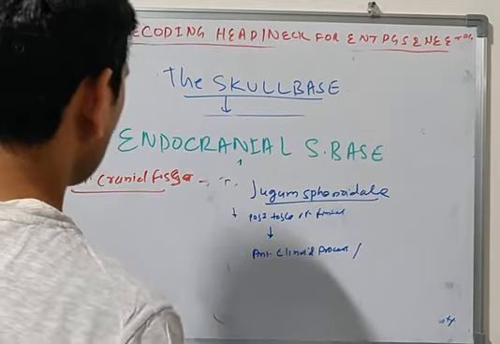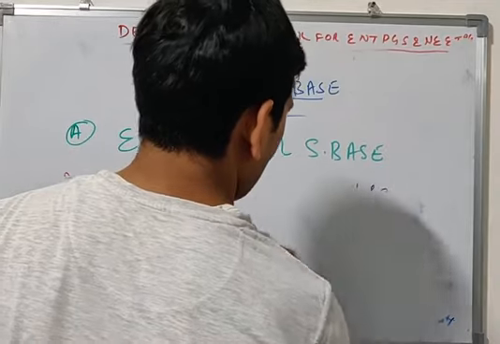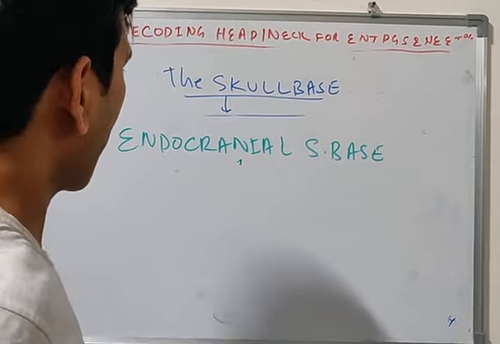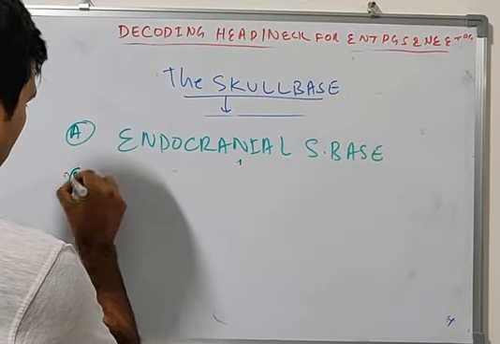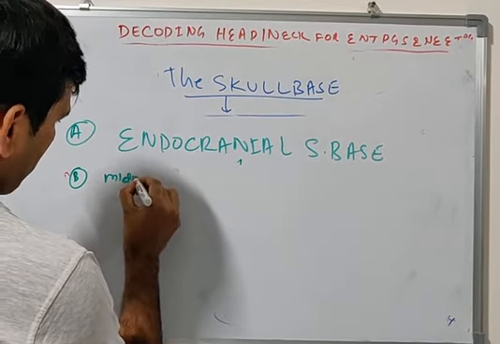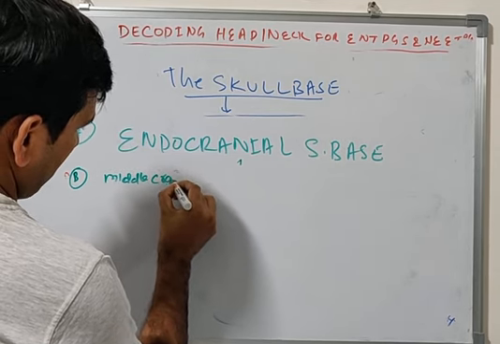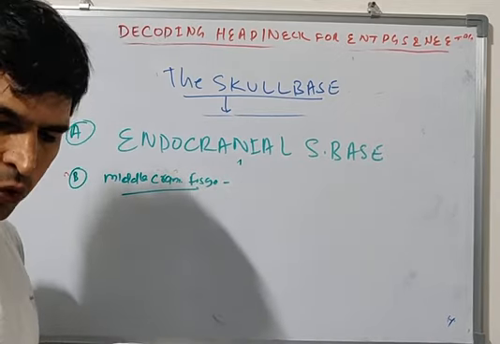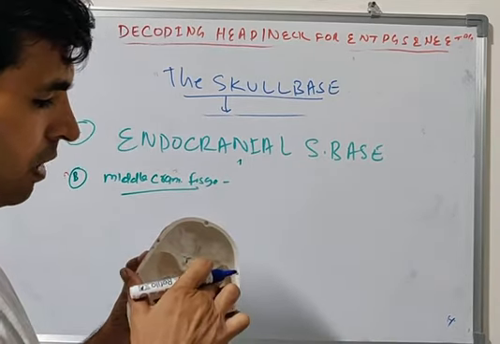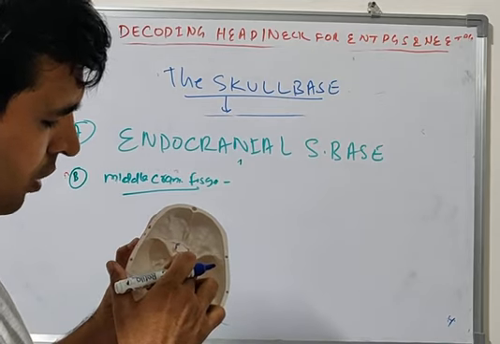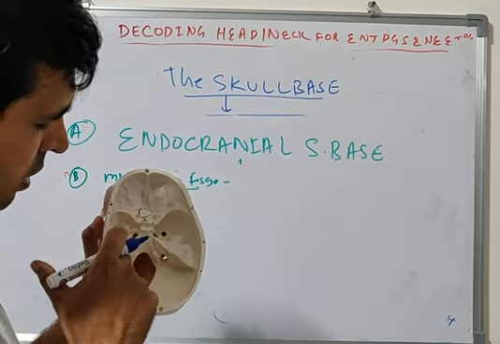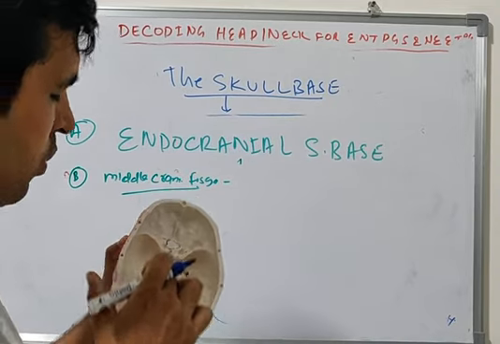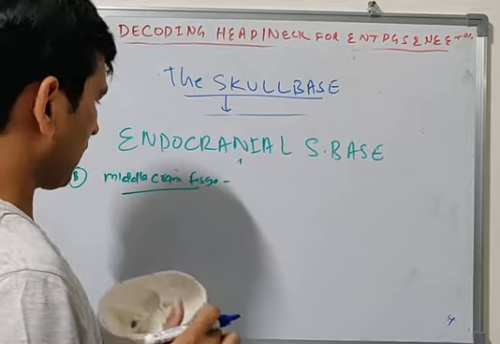Now we will talk about the middle cranial fossa. The middle cranial fossa extends from the posterior margin of the lesser wing of the sphenoid and anterior clinoid process to the superior border of the petrous temporal bone. This is the petrous temporal bone and this is the body of the sphenoid. So this is the extension of the middle cranial fossa.